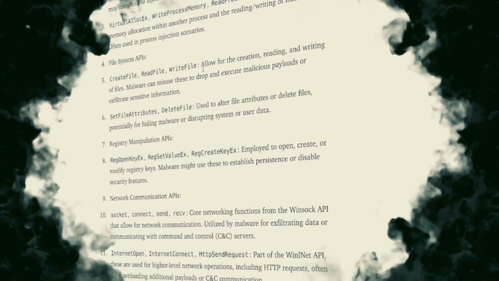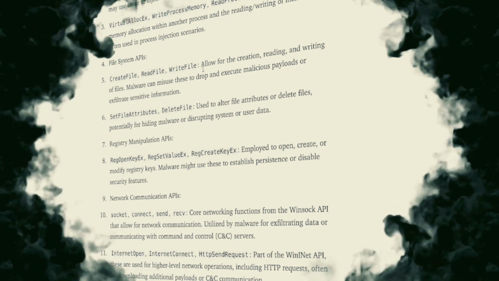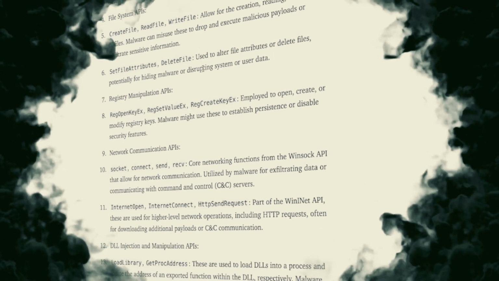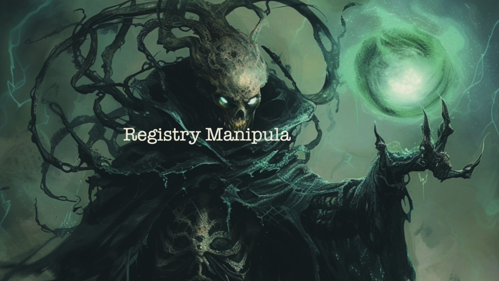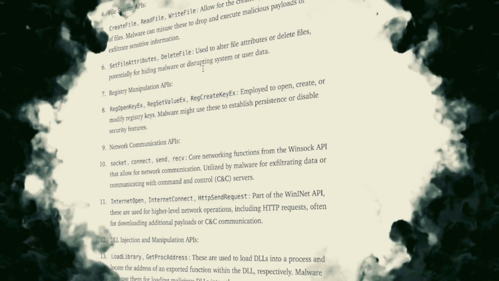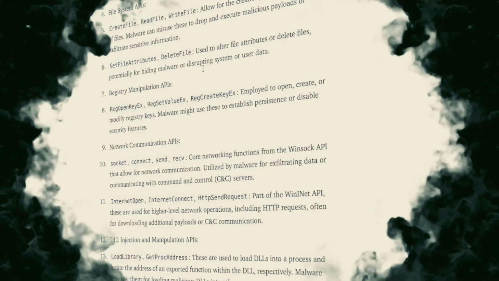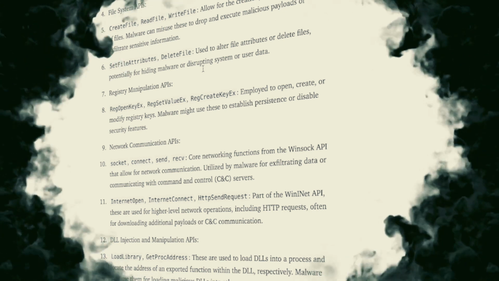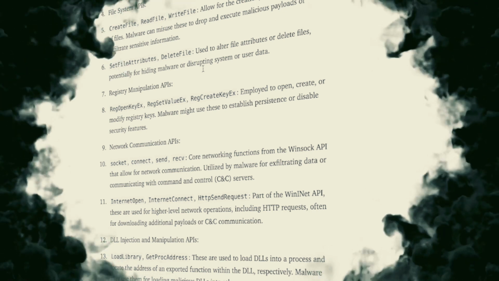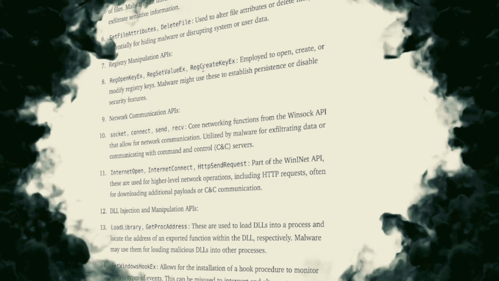File system APIs allow for the creation, reading, and writing of files. Malware can misuse these to drop and execute malicious payloads or exfiltrate sensitive information. Registry manipulation APIs. These are employed to open, create, or modify registry keys. Malware might use these to establish persistence or disable security features.